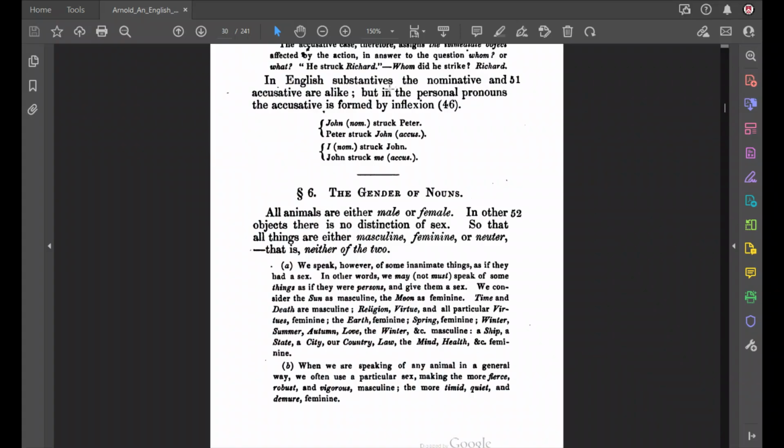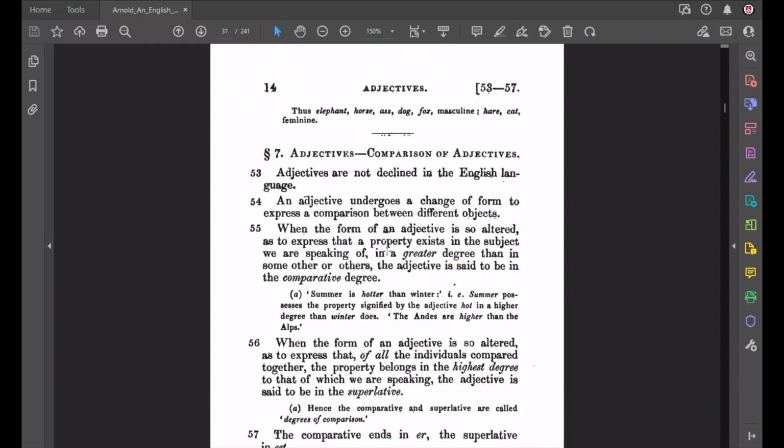Let's go on and keep reading in our text. Let's read note A under chapter 6.